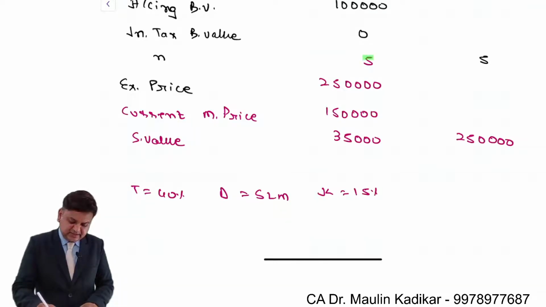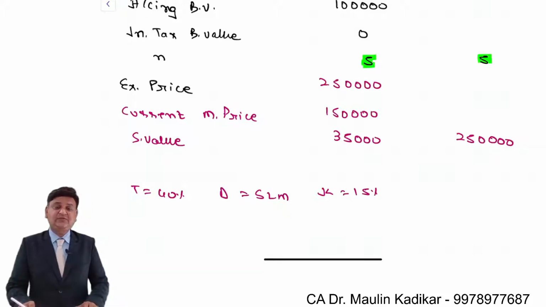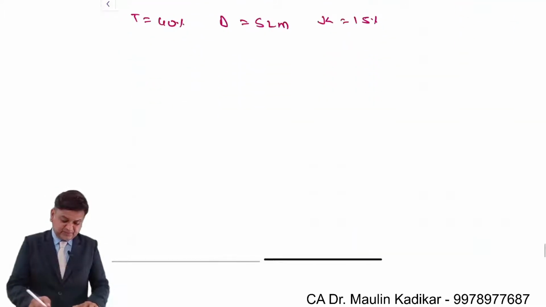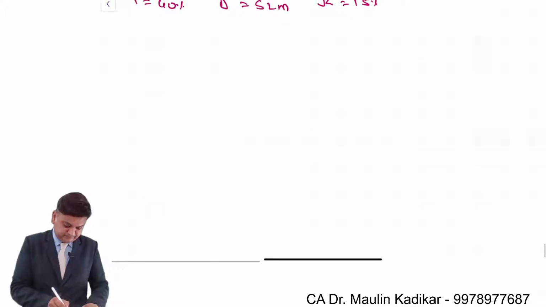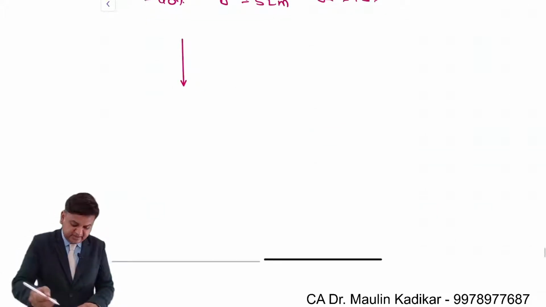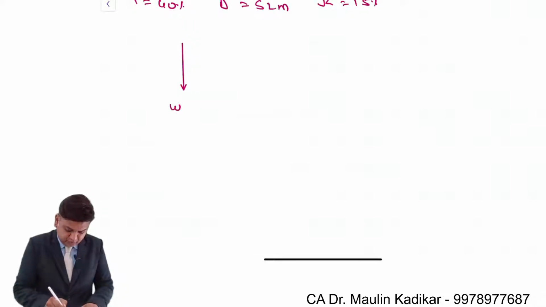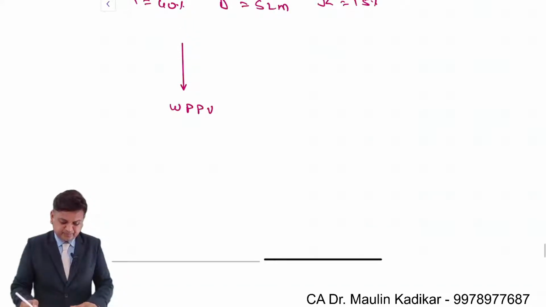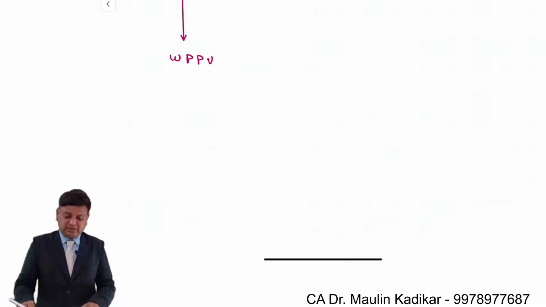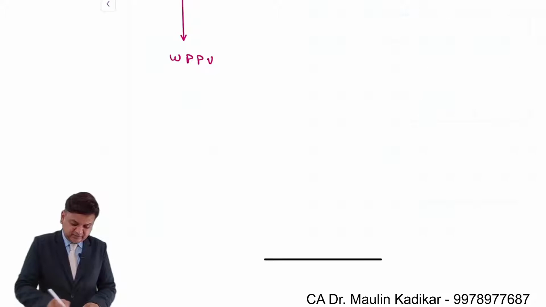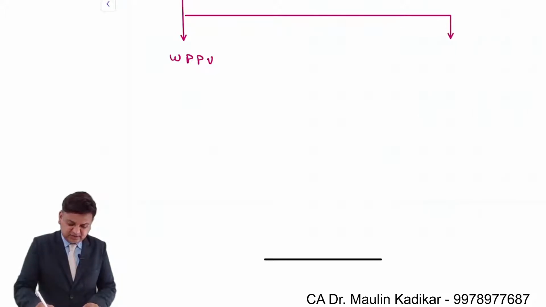Either you can operate with the existing machinery or you can operate with the new machinery. Remember that if the balance life of existing machinery and the life of new machinery are the same, then we can adopt the incremental approach for decision making. Otherwise the incremental approach is not possible. This question's answer can be calculated by 2 methods. The first is the whole project point of view, or otherwise we can calculate the answer by using the incremental approach.